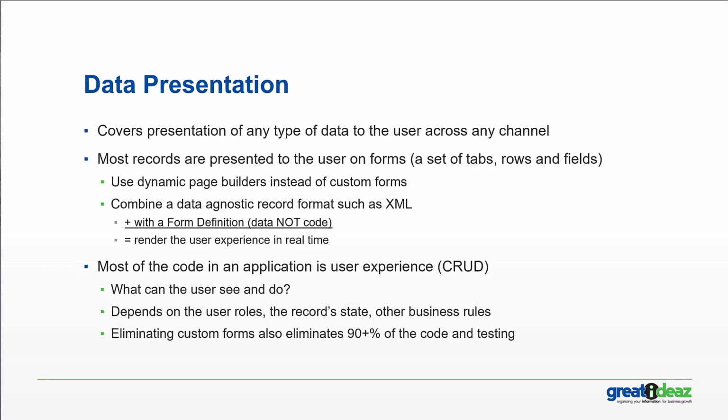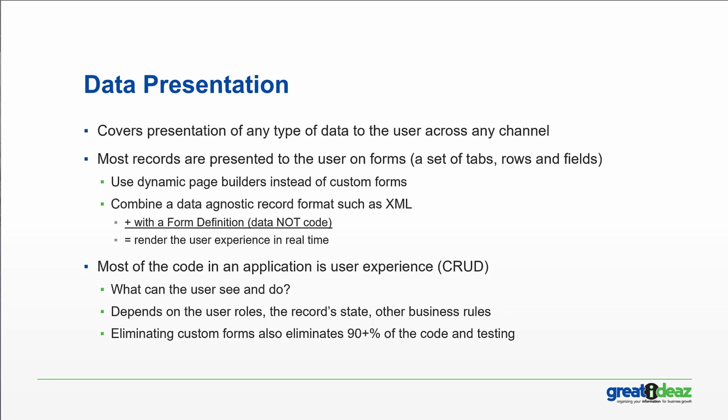One thing where data agnostic services really stands out over traditional custom application design is that we take the idea that most records are presented to users on forms. And a form is simply a set of tabs, rows, and fields. Whenever you've used an application to basically fill in a form, push a button to initiate workflow, you've been presented with a page or a form. The form has had tabs, it has rows, and on the rows there are fields that you've actually entered data into, read data from, or buttons or controls that you've pushed to actually initiate something. Now there's two choices. One is we can use dynamic page builders, or we can create custom forms. So most applications at the moment will build custom forms.